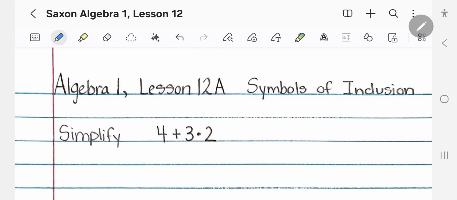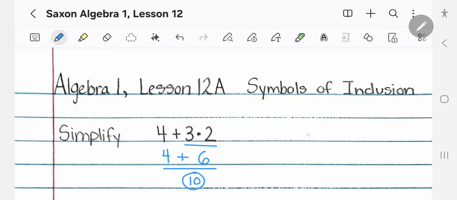So mathematicians have decided and agreed upon that we would do certain operations in a certain order. And we are to always do multiplications before we do additions. So if you do the 3 times 2, get the 6, and now we can do this addition, we find out that the answer is 10.